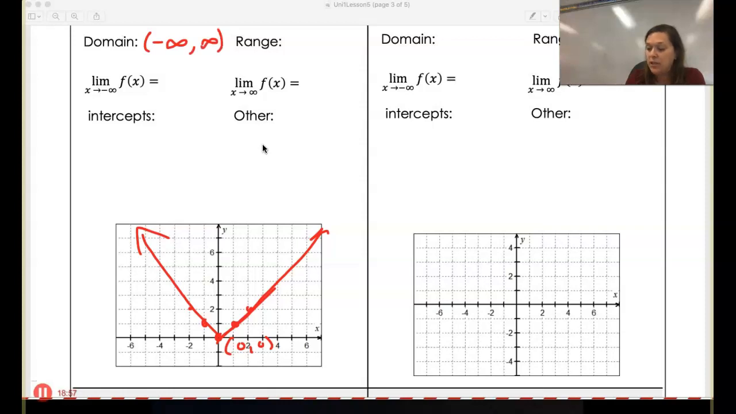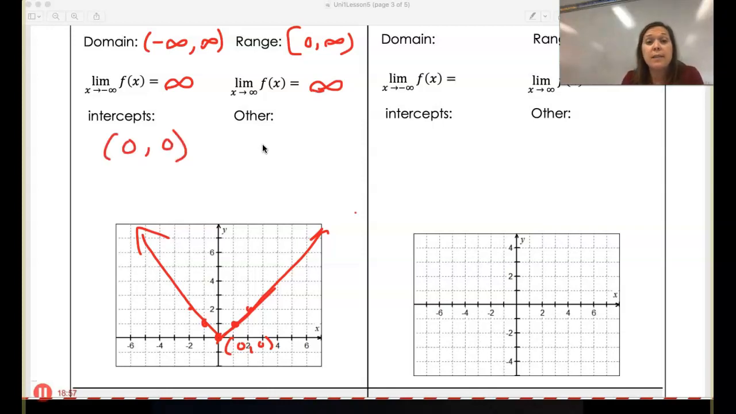My range is from 0 to infinity. What's happening to my graph on the left side of the behavior? It's going up and up and up, so going to positive infinity. On the right side of the graph, it's going up, up, and up, so positive infinity. I have intercepts at 0, 0.